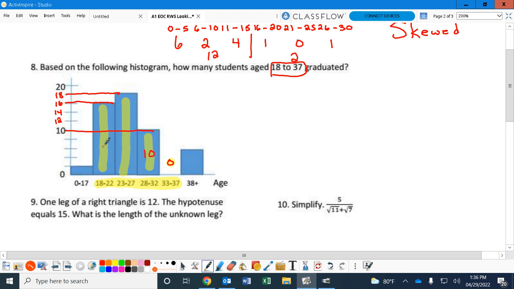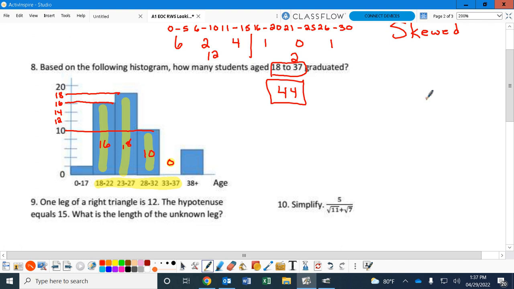So the first bar graph that we need to count up is going to be what? 16. The second one is going to be how much? 18. And then we got 10 and we got 0. So add those up. How many people were in that age range? 44? There we go. Perfect. Anybody have any questions?